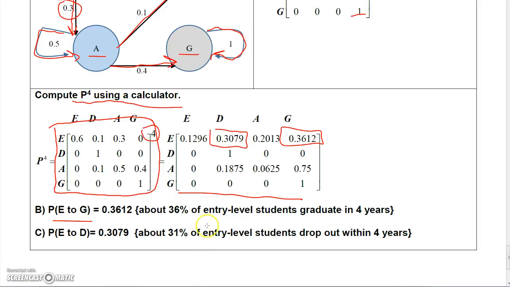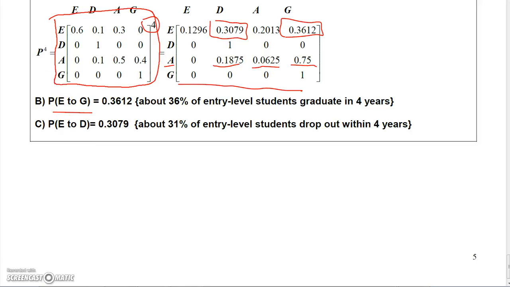And of course, you could answer several other questions, like what percent of students go from advanced level to dropout? What percent go from advanced level to advanced level? What percent go from advanced level to graduate in 4 years? So very interesting concept, these Markov chains. And we'll discuss them a little further in the next section.